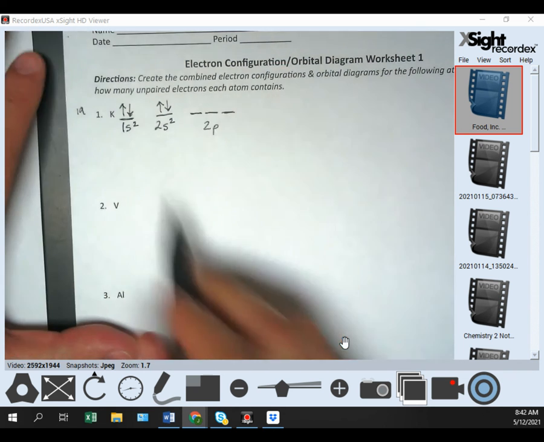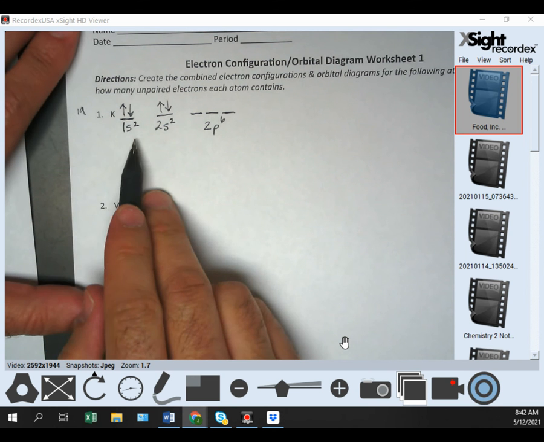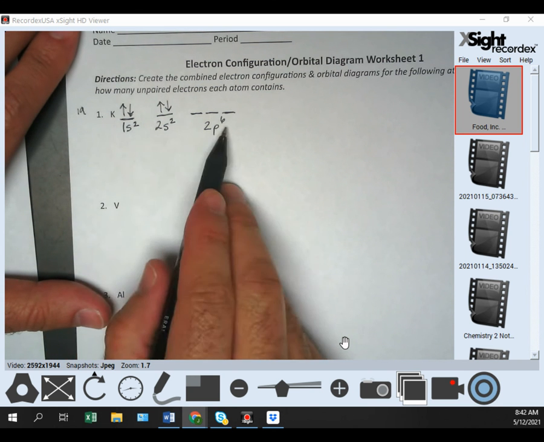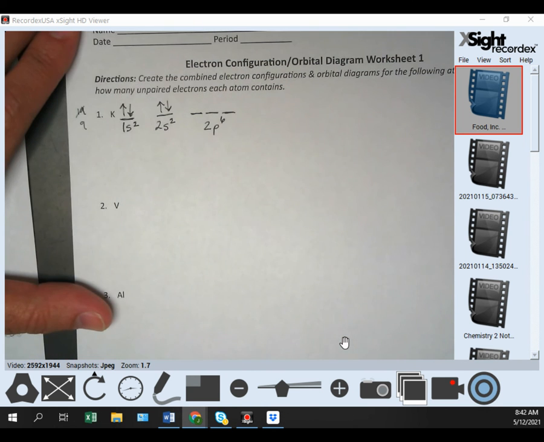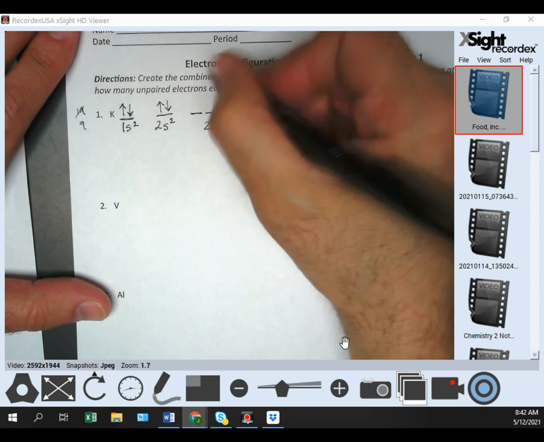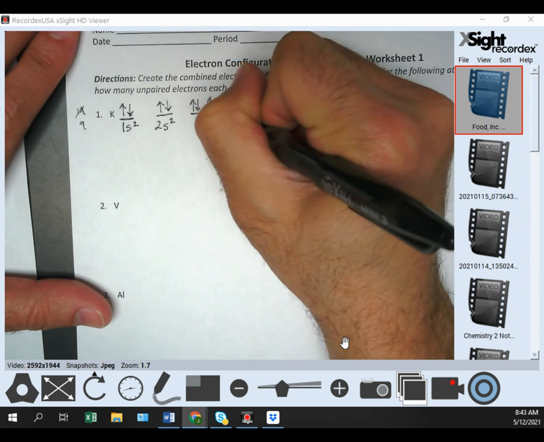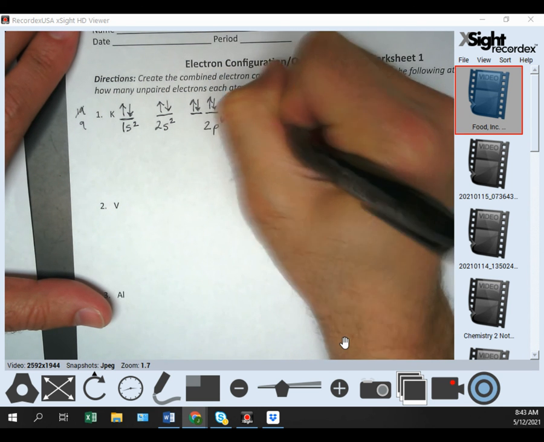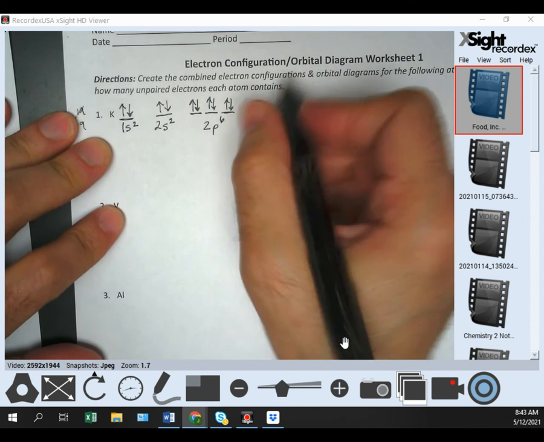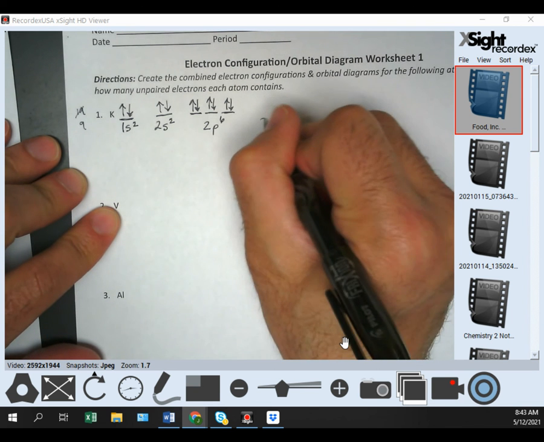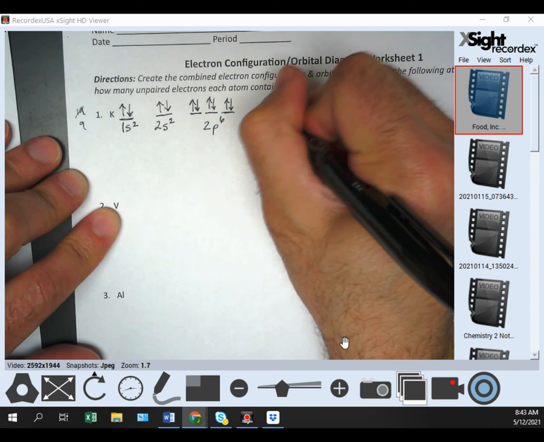2p6. We should be keeping track. So we've used so far 10, right? So we're down to 9 after 2p6. So 3 lines, 2 electrons, 1 up, 1 down on each line. After 2p, what do we hit? 3s. So how many lines? 1. So 3s can hold 2 electrons, 1 line. So that brings us down to 7.